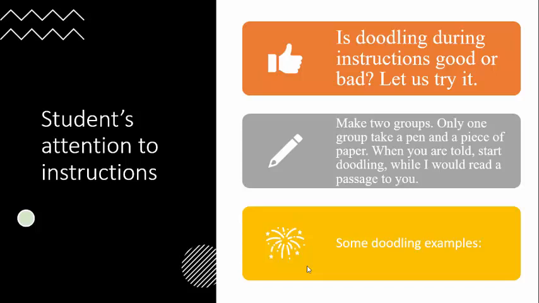Give them some pieces of paper, divide the class in two groups. One would receive the paper and pen and is told that they would start doodling when you start to read a passage. And this passage should be a boring passage with many names and references, and from there you could stop and ask questions from the two groups, the ones that were doodling during the recording being played, or the ones that were not doodling. And you can see who would remember better the information and answers the questions better.